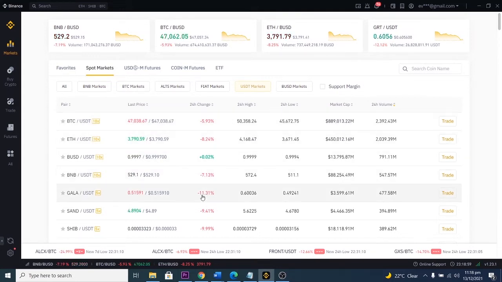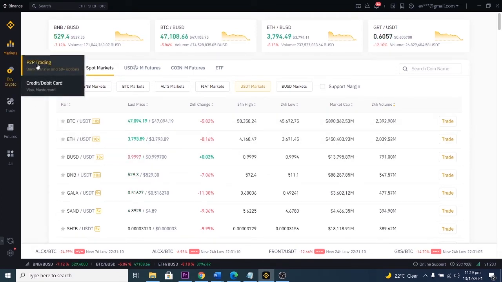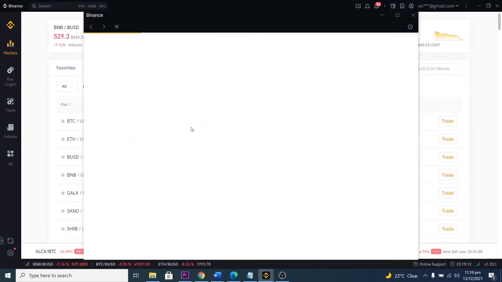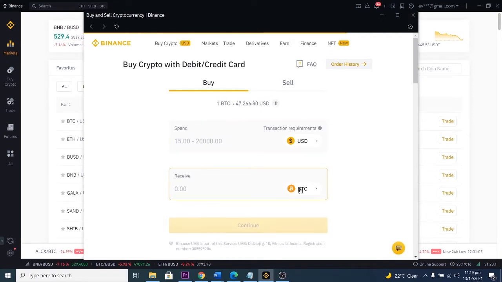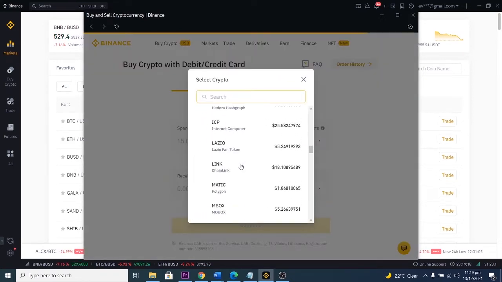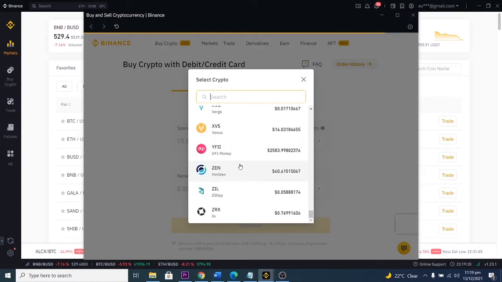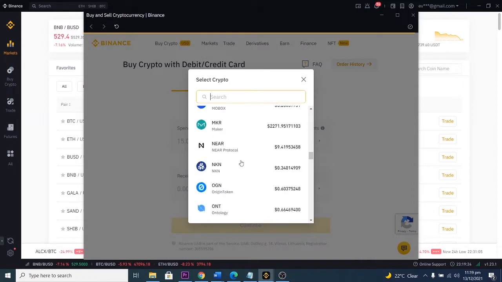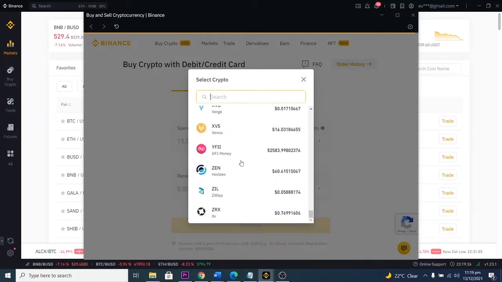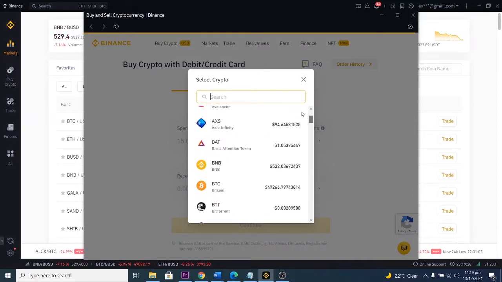So now, how do you buy crypto? There are two major ways you can buy. So you come here, P2P trading and credit card. So you can use credit card and then select the type of coin you want to buy. Maybe you want to buy this, whichever one you want to buy. You see, this one is limited. I have limited options of coins that I can buy, of cryptocurrency that I can buy. But we have more cryptocurrency than these ones.